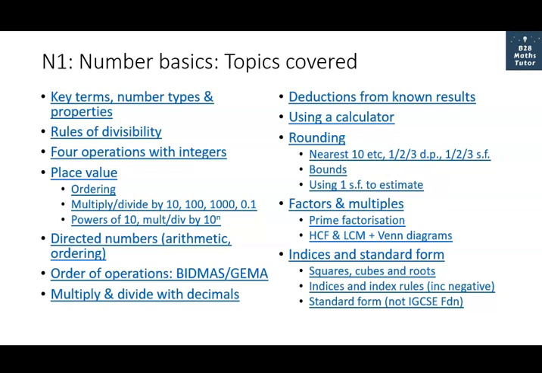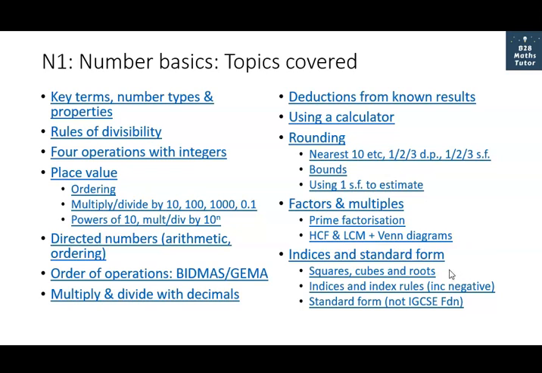So you round each of the numbers in the calculation to one significant figure to make it easier to get a rough idea of what the answer is going to be. Then we look at factors and multiples, so doing prime factor trees, and highest common factor, lowest common multiple, including using Venn diagrams to do these. And finally, indices and standard form.